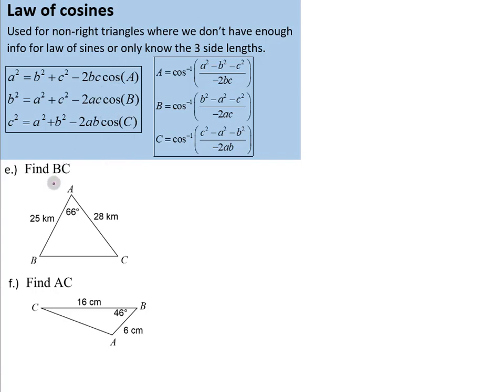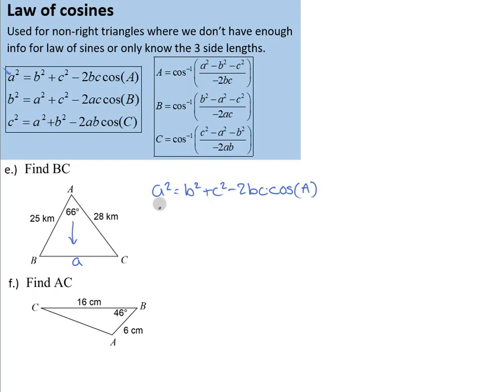Anyway, let's find some missing lengths here. Find the length of BC. So we can call this lowercase a if you'd like, because it's opposite angle A. Now, again, I do know one angle, but I don't know the side across from it. So this is why we cannot use law of sines. So since we're solving for a, we'll go ahead and use this top version. a squared equals b squared plus c squared minus 2bc times the cosine of the angle at A.